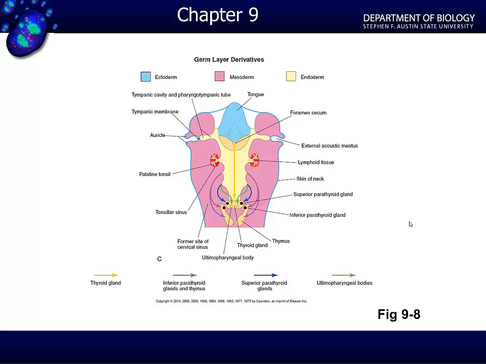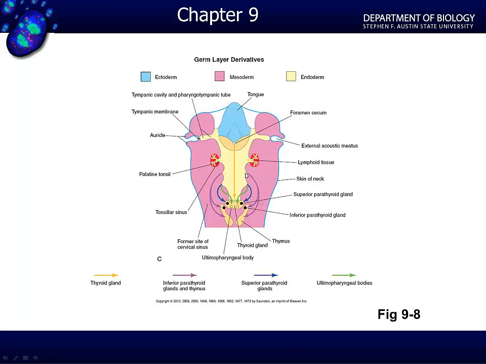So here we can see this relative migration. We have refined our first pouch and groove into our external ear, internal ear, our eardrum. We have our tonsillar crypts, these sort of invaginations into our mesodermal tissue. That's going to be endodermally derived, so they keep that yellow.